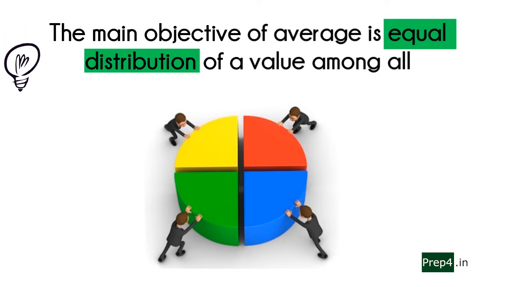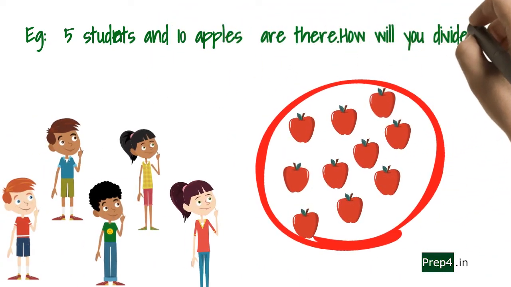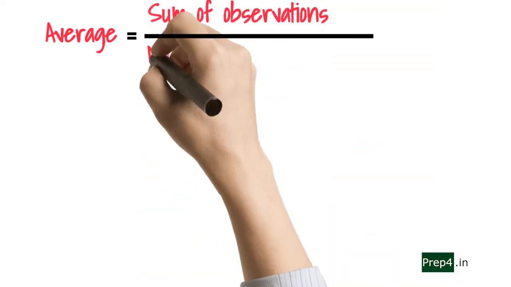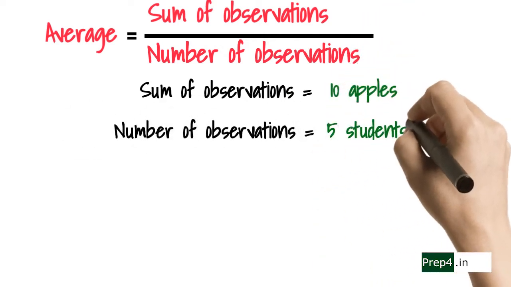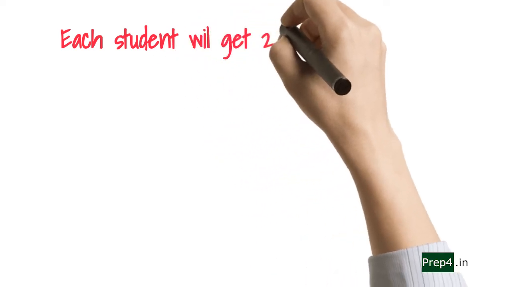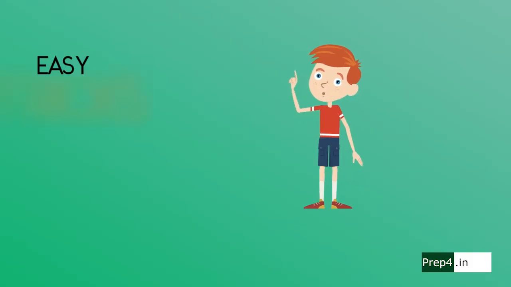Now to understand this concept more clearly, let's see an example. That is, 5 students and 10 apples are there. How will you divide it equally? So let's apply average equation here. Average is equal to sum of observation by number of observation. Here sum of observation is 10 apples, number of observation is 5 students. So average is 10 divided by 5 and we get 2. So each student will get 2 apples. So now you see how easy it is to do. The best thing is there are more easy tricks to find average.